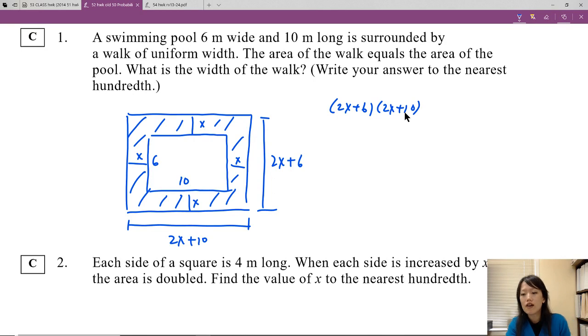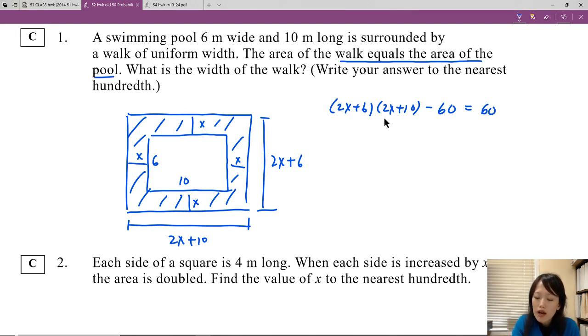Now subtract off the inside of the pool, so the inside's 60. What should that be? They already told you that the area of the walk equals the area of the pool. You know the area of the walk then, 60. So you're saying the outside rectangle minus inside rectangle has to be 60. Do you guys catch that? The walkway is the same as the area of the pool. So then outside rectangle minus inside has to be 60.